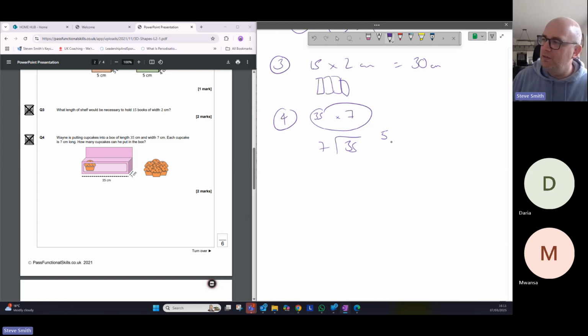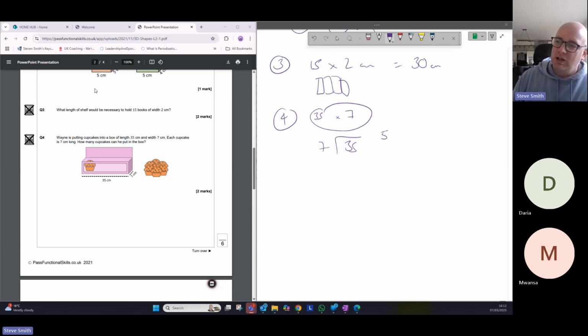If we don't know it's 5, we can do our 7 times table, 7, 14, 21, 28, 35. Oh yeah, it's 5. So we can do it that way around. If it was a box that was 14 by 35, again, we'd work out how many fit in one row, which is 5, and then how many fit on the second row, which is 5, so it'd be 14 all together. So yes, some of those questions are like that.